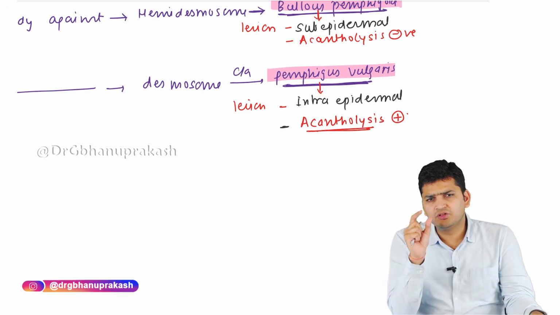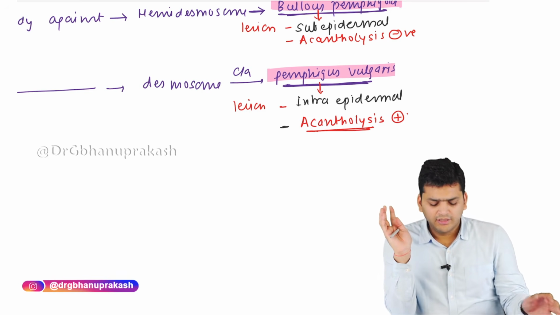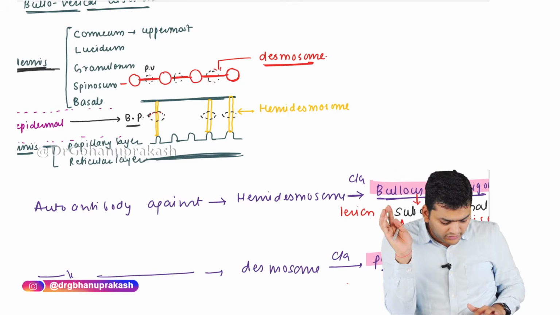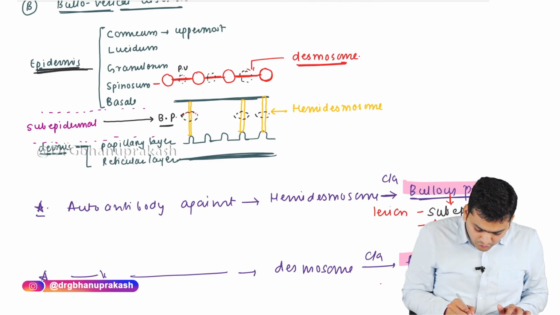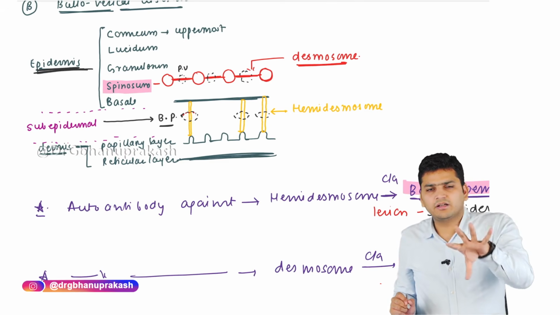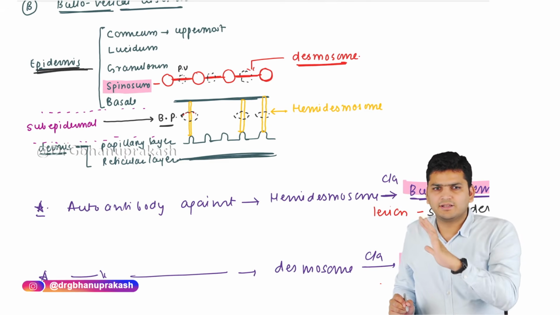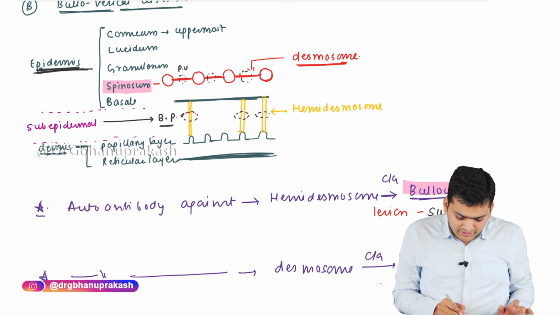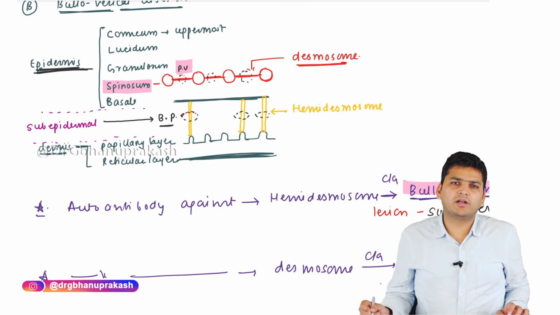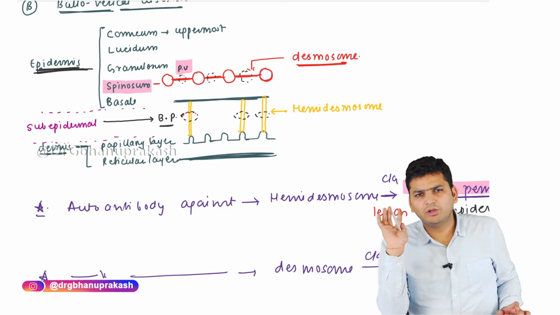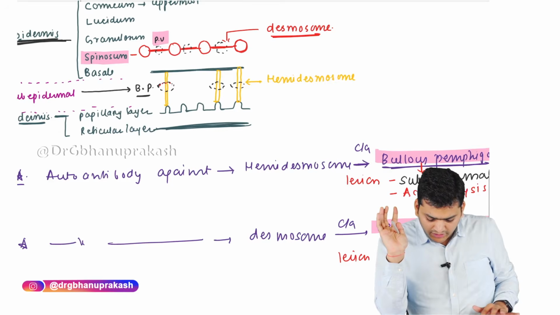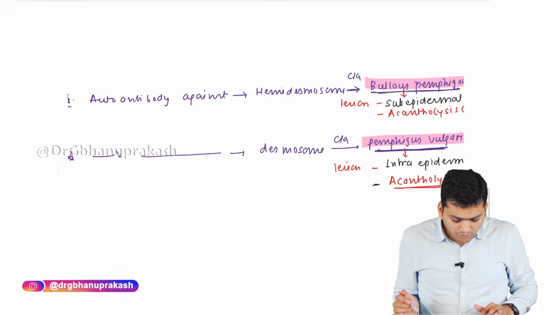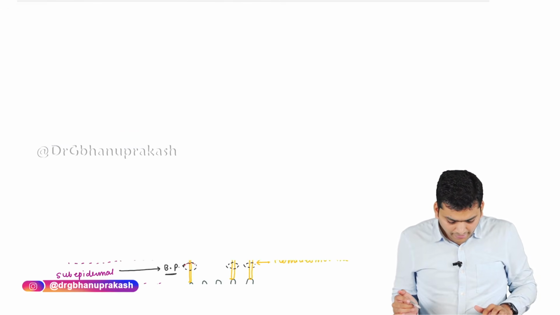Acanth word is used for the stratum spinosum. If there is lysis in the stratum spinosum, it is called as acantholysis. Acanth for spinosum, lysis is acantholysis. So acantholysis is going to occur where? In the pemphigus vulgaris. Acantholysis is not a feature of bullous pemphigoid, right? So this is one thing that they ask. So these are the bullovesical disorders that we should know.